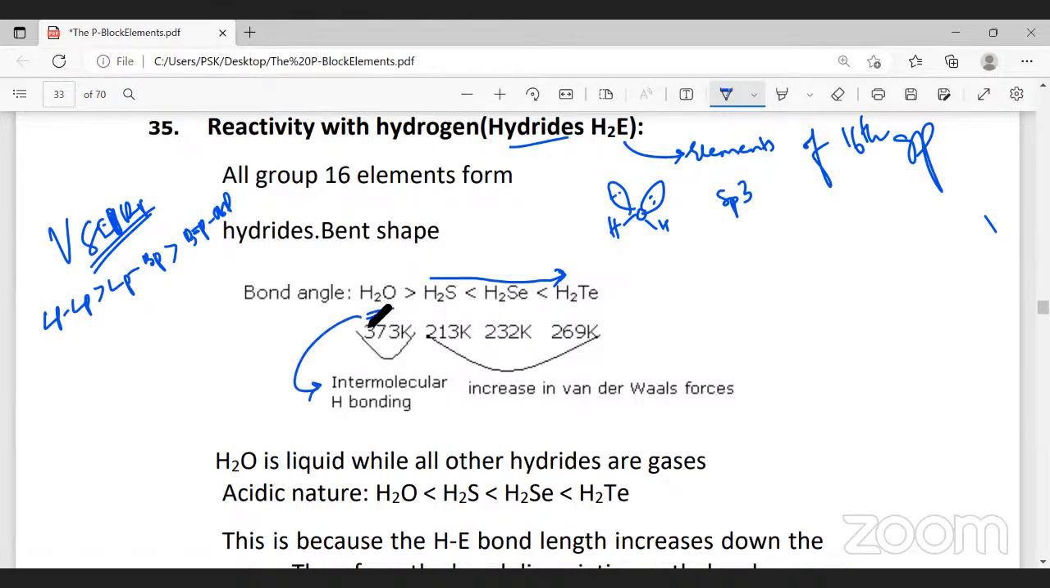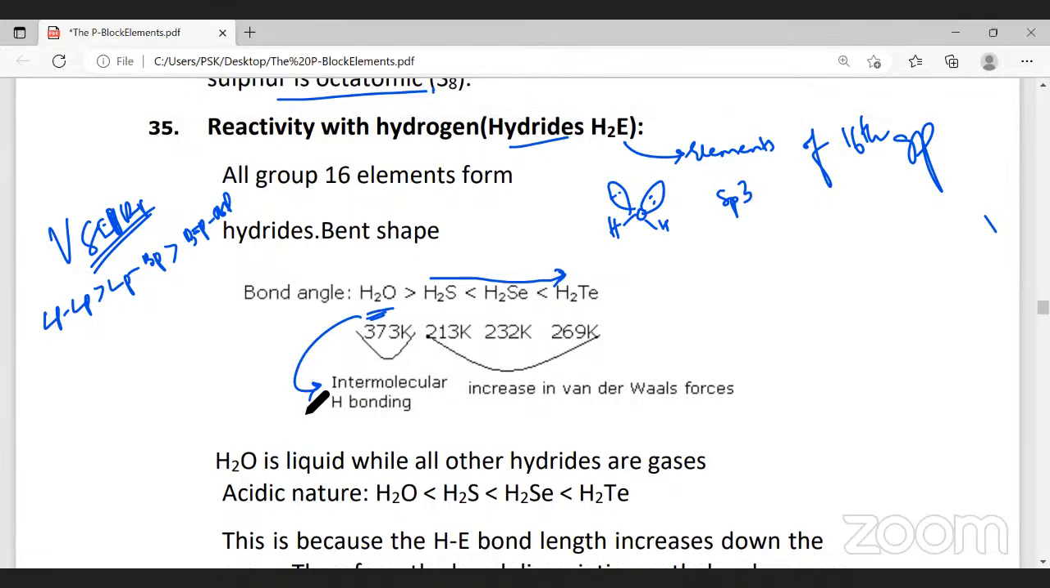In water, intermolecular hydrogen bonding is possible because oxygen is highly electronegative. Therefore, water has a higher boiling point compared to all the other hydrides. Water is a liquid while other hydrides are gases. Why is water a liquid? Because water forms intermolecular hydrogen bonding. There is a force of attraction. That is why water exists as a liquid, and all the other hydrides like H2S, H2Se, H2Te, they all exist as gases.